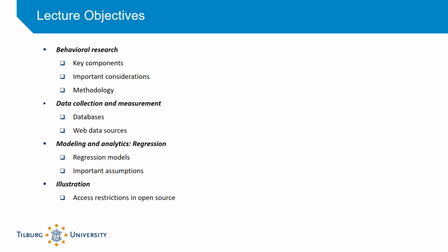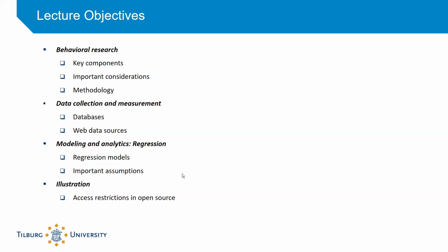In the third part, I'm going to talk about modeling and analytics. I'm going to focus only on one approach, that is regression, because it's the most commonly used approach in behavioral research. The reason it's most commonly used is because it's well understood, and all the assumptions and all the challenges in using regression are well understood, so it's easy to check if the research is robust or not.